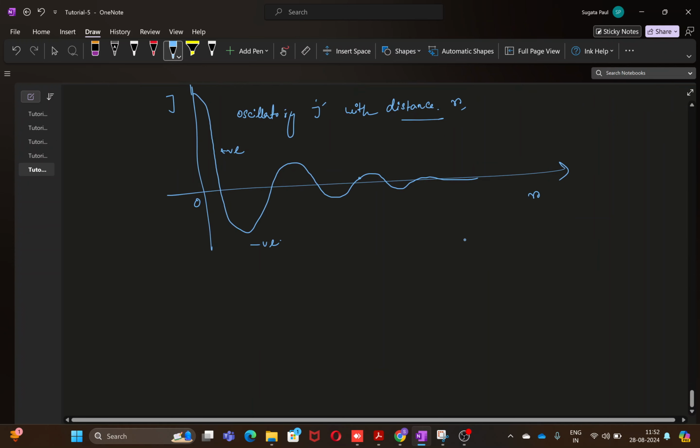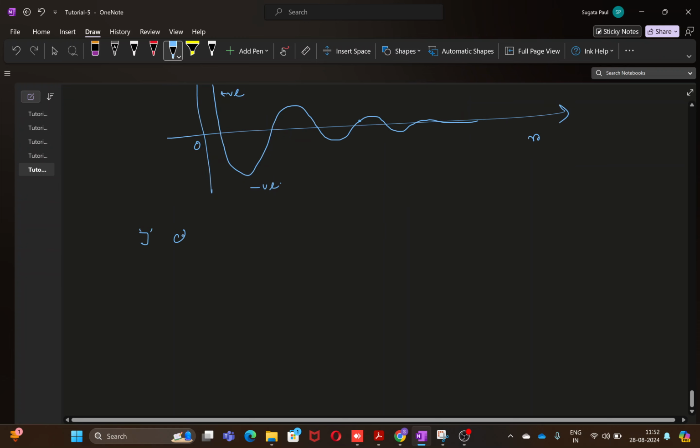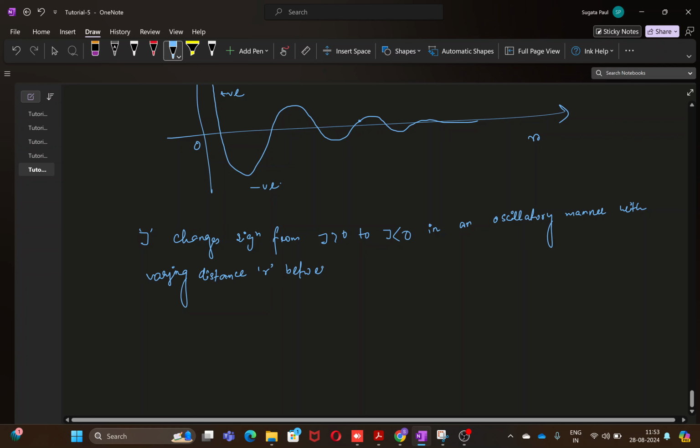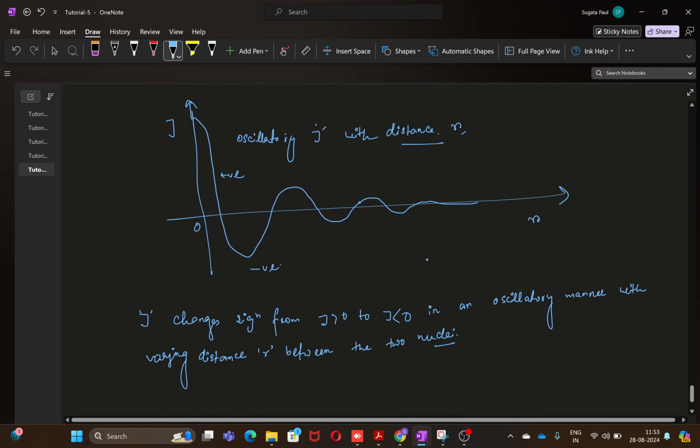So from here we see that your exchange interaction changes sign from J greater than 0 to J less than 0 in an oscillatory manner with varying distance between the two nuclei, or it can also be the atomic distance between the two atoms, the atomic centers.